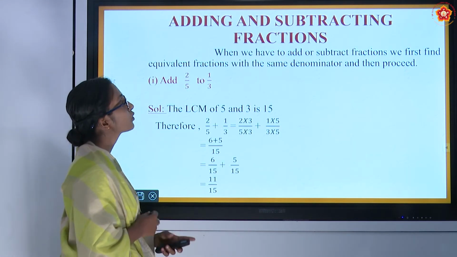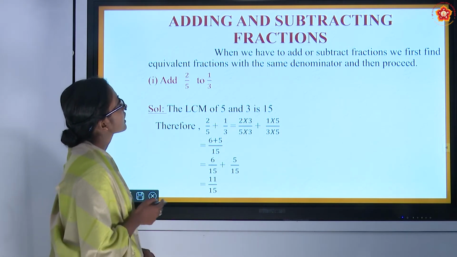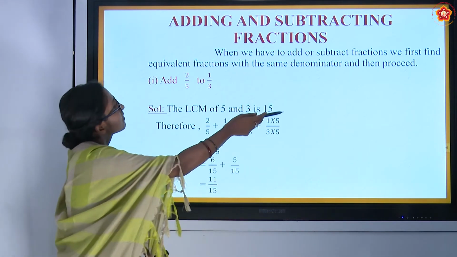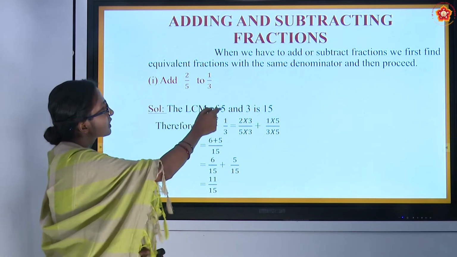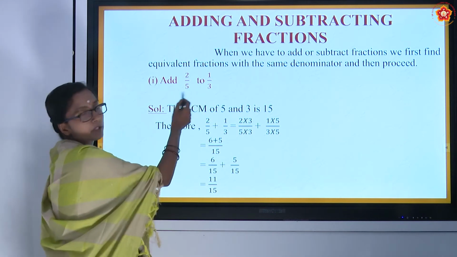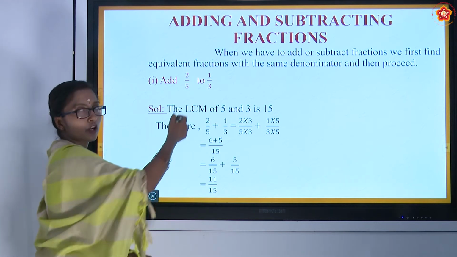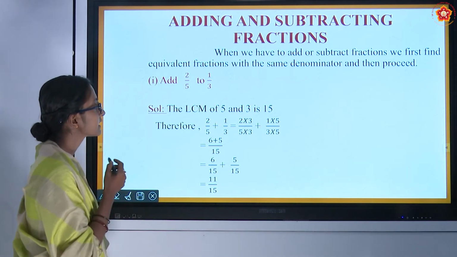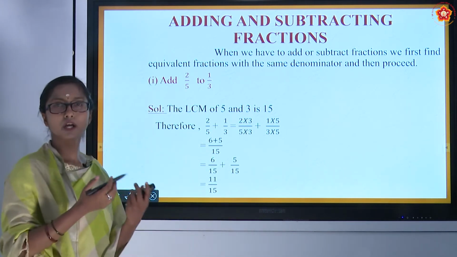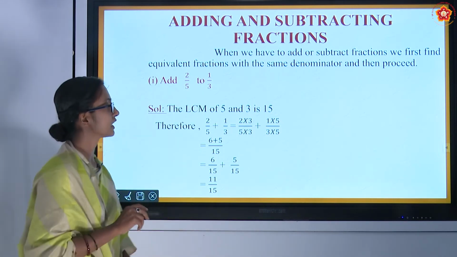Now let's see how to add or subtract fractions. Adding and subtracting fractions. When we have to add or subtract fractions, we first find equivalent fractions with the same denominator and then proceed. So we need to compare both the fractions. If they have different denominators, then we need to take the LCM. 5, 3. See, both 5 and 3 don't come in the same table. So directly we can multiply. 5 3s are 15. Fine.